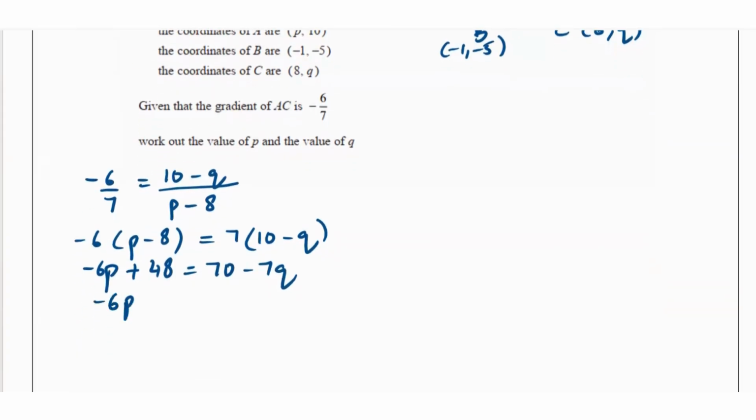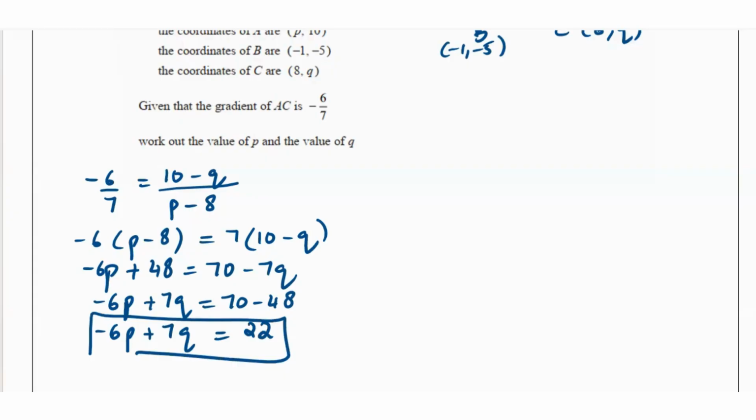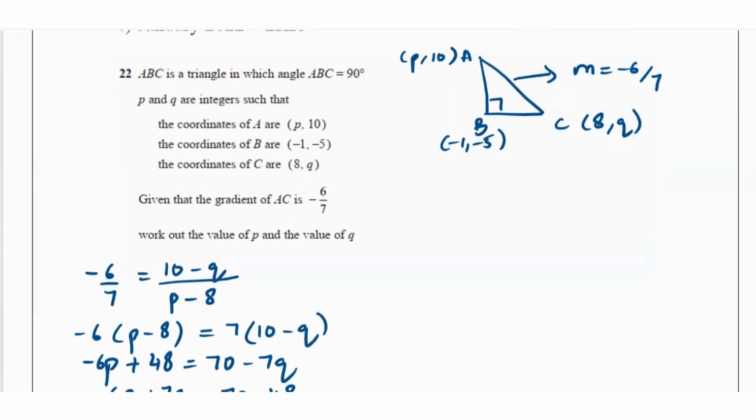Negative 6p plus 7q equals 70 minus 48, and that equals 22. So this is one equation. Now we know that the gradient of AB times the gradient of BC is going to be negative 1 because both lines are perpendicular. So let's create more equations.